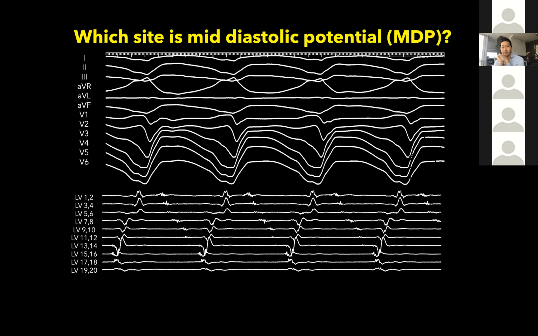5, 6, 7, 8. Zenith said 5, 6, 7, 8 is mid-diastolic. Can we get a Northwestern fellow that would say that's crazy, or is he spot on?